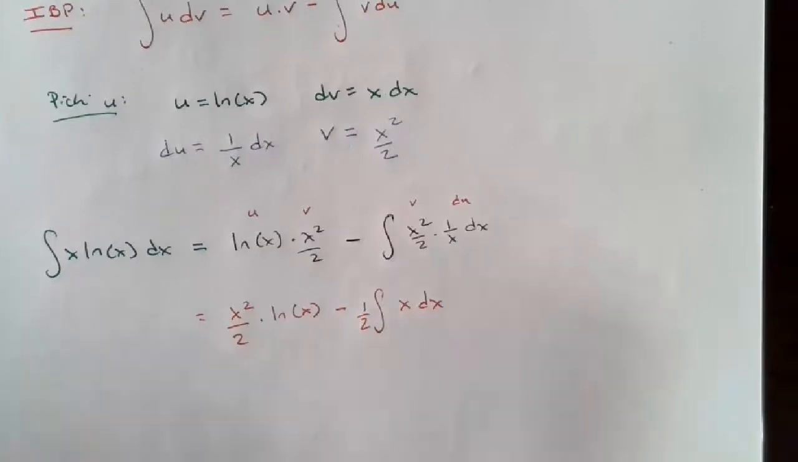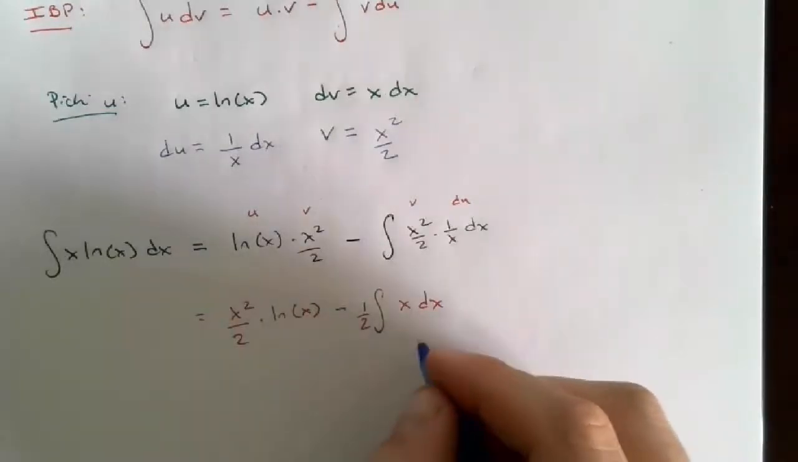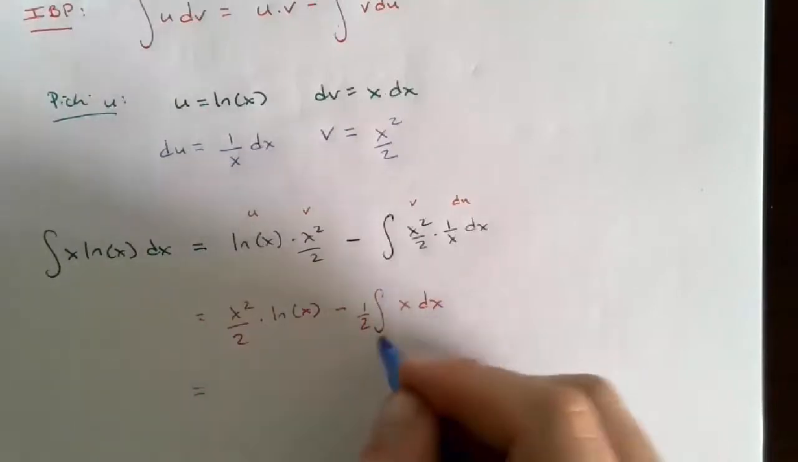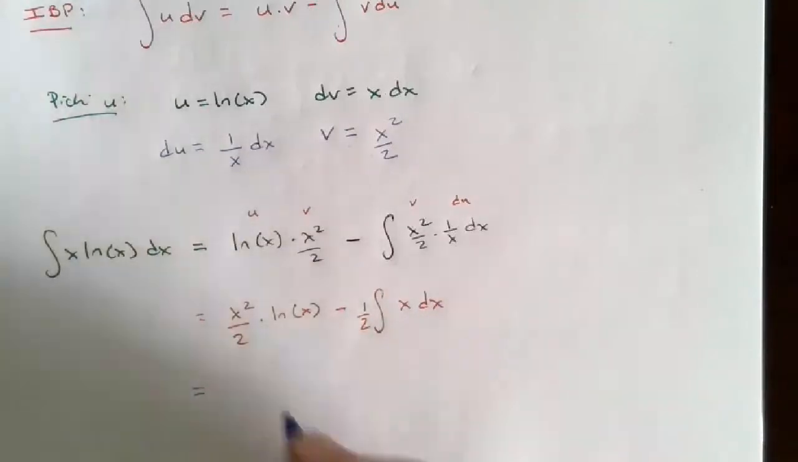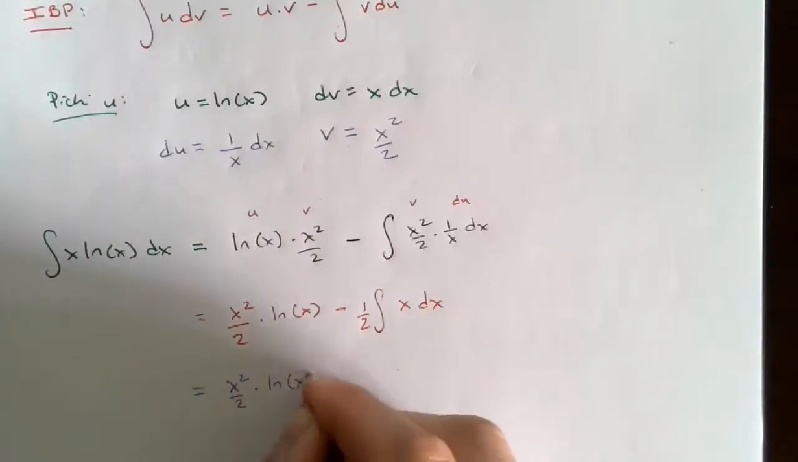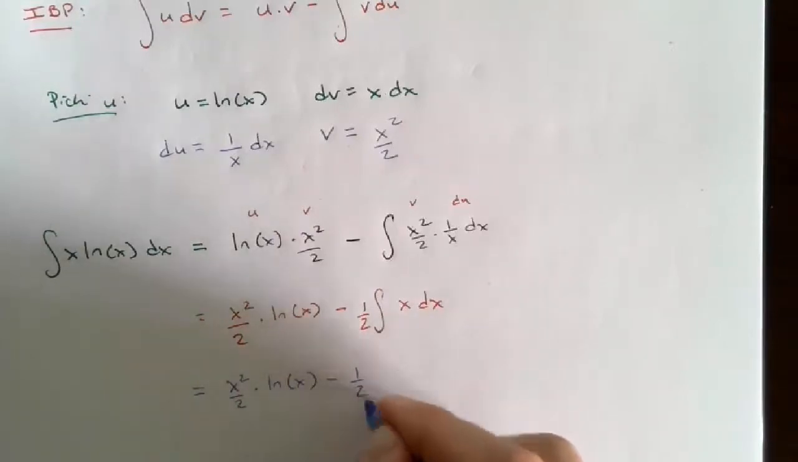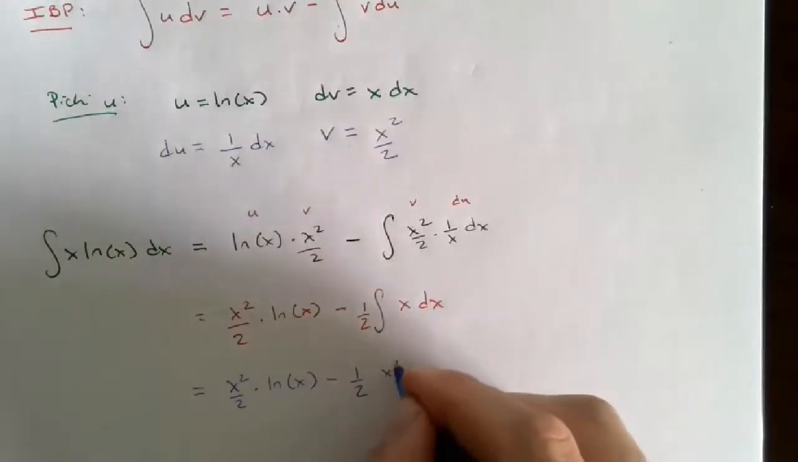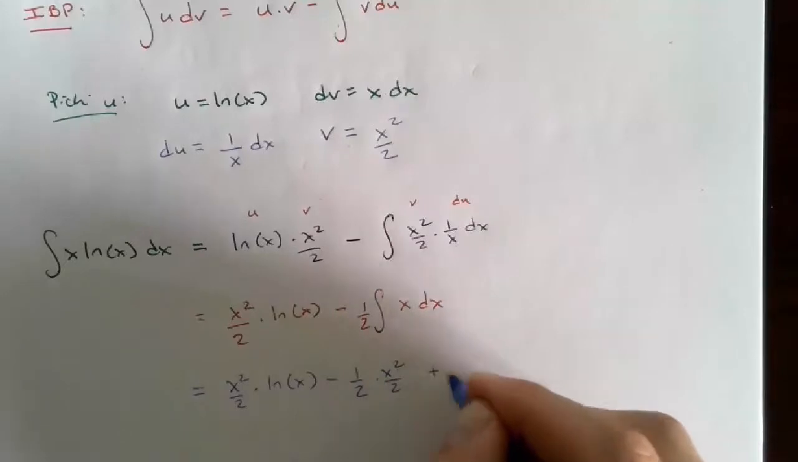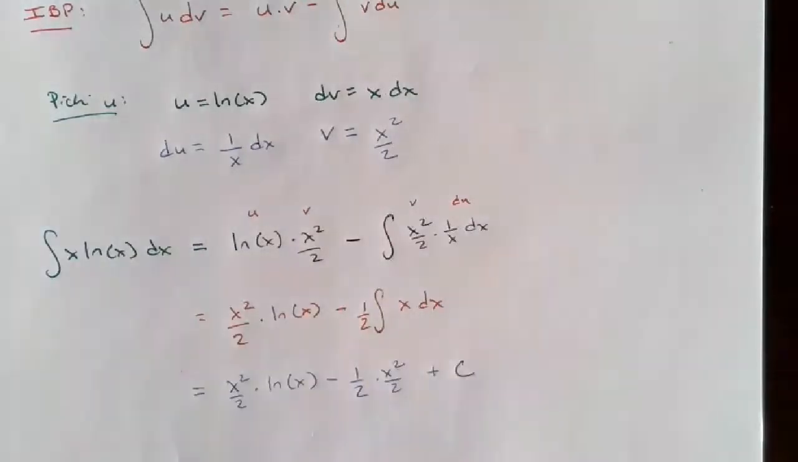And then what we're going to do is we're going to take this integral and simplify it. So you can't have any antiderivatives left in your problem, or any integrals left in your problem. You have to evaluate them and find the antiderivative. So you got x squared over 2 times natural log of x minus 1/2. What's the integral of x? Well, it's x to the second power over 2, right? Add 1 to the power, divide by that same new power. And then you can put plus c once you don't have any integrals left in your problem.